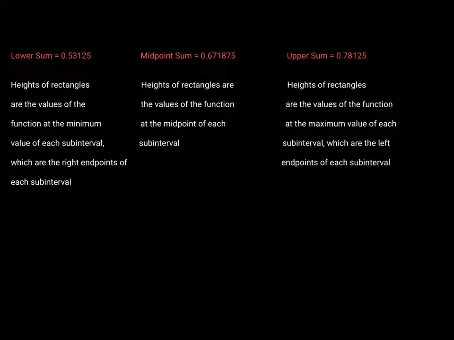And then we found a lower sum, and the heights of these rectangles were the function evaluated at the minimum value of each subinterval, which happened to be the right endpoints. And then finally, a more accurate, but still an approximation, area of our region was using the midpoint rule. I'm calling it a midpoint sum. And this is where the heights of the rectangles are the function evaluated at the midpoint of each subinterval.